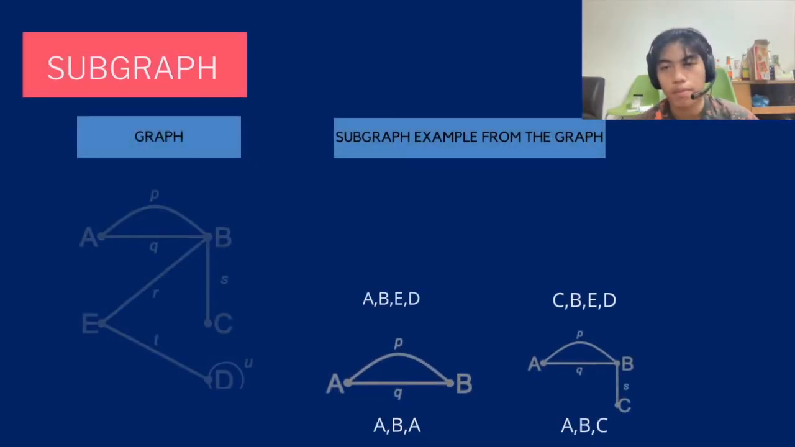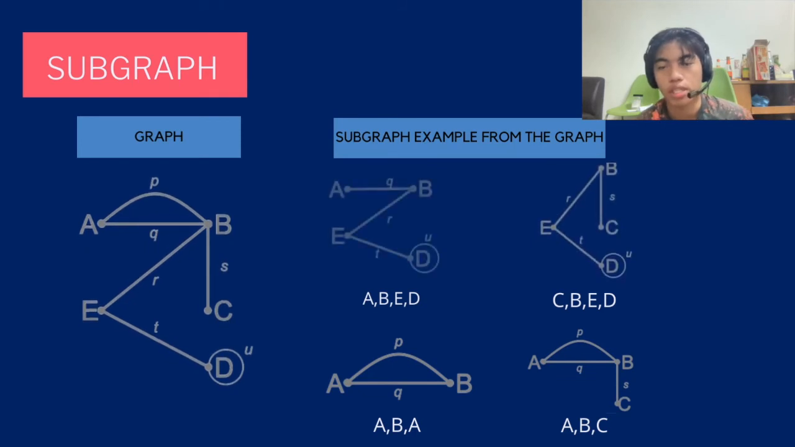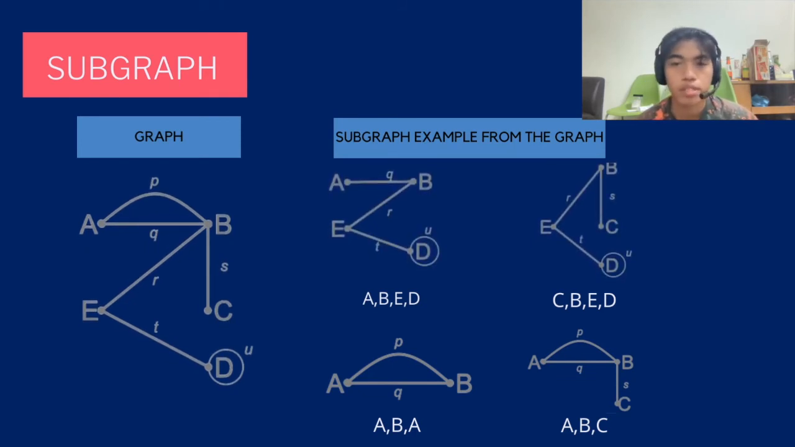Next is the subgraph. As we can see in the graph and the example, a subgraph is a smaller graph taken from the original graph. For example, to find a subgraph is to choose any two or more connected edges from the graph and then separate them from the original graph.